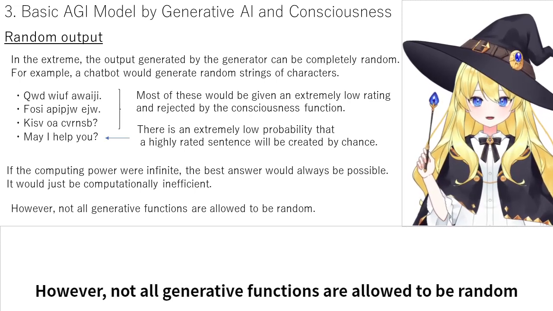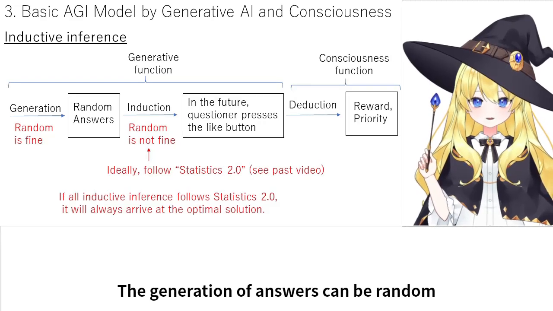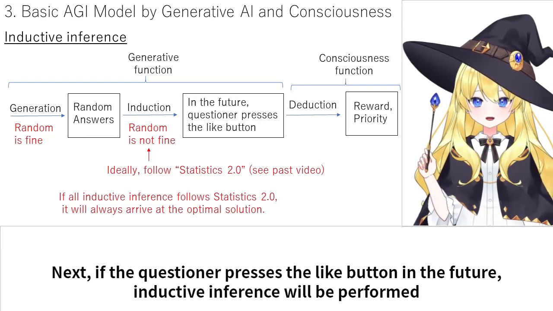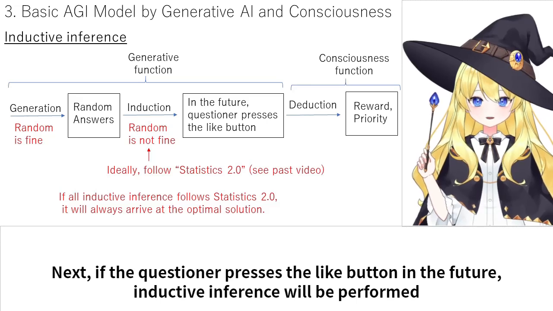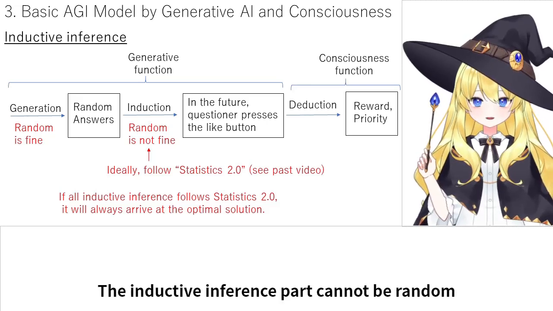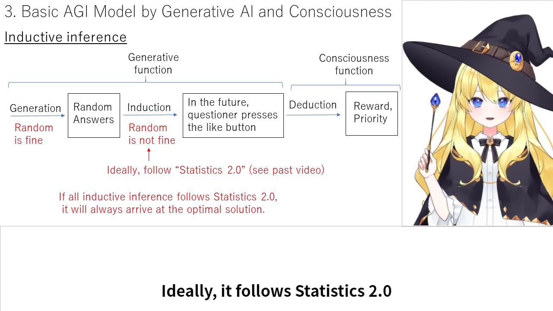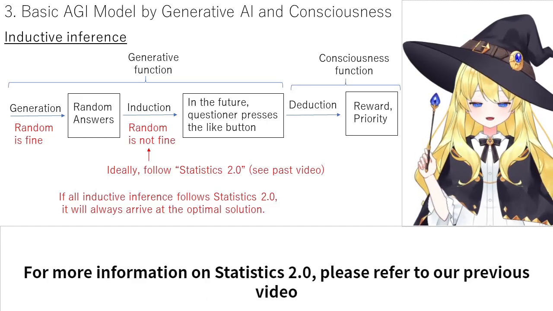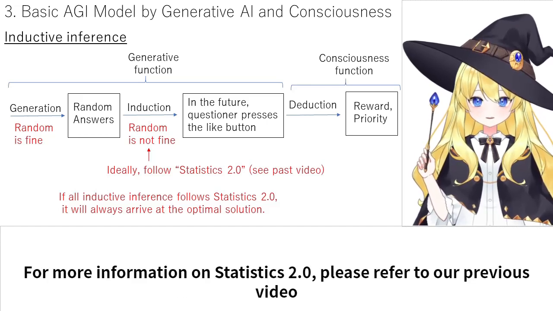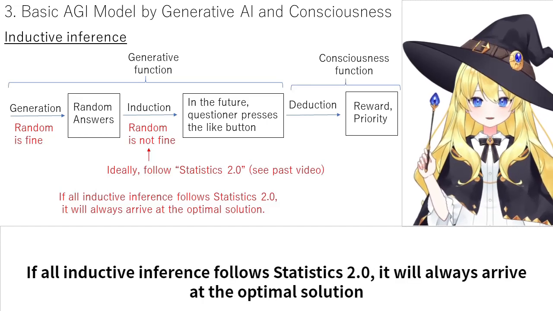However, not all generative functions are allowed to be random. The generation of answers can be random. Next, if the questioner presses the like button in the future, inductive inference will be performed. The inductive inference part cannot be random. Ideally, it follows Statistics 2.0. For more information on Statistics 2.0, please refer to our previous video. If all inductive inference follows Statistics 2.0, it will always arrive at the optimal solution.